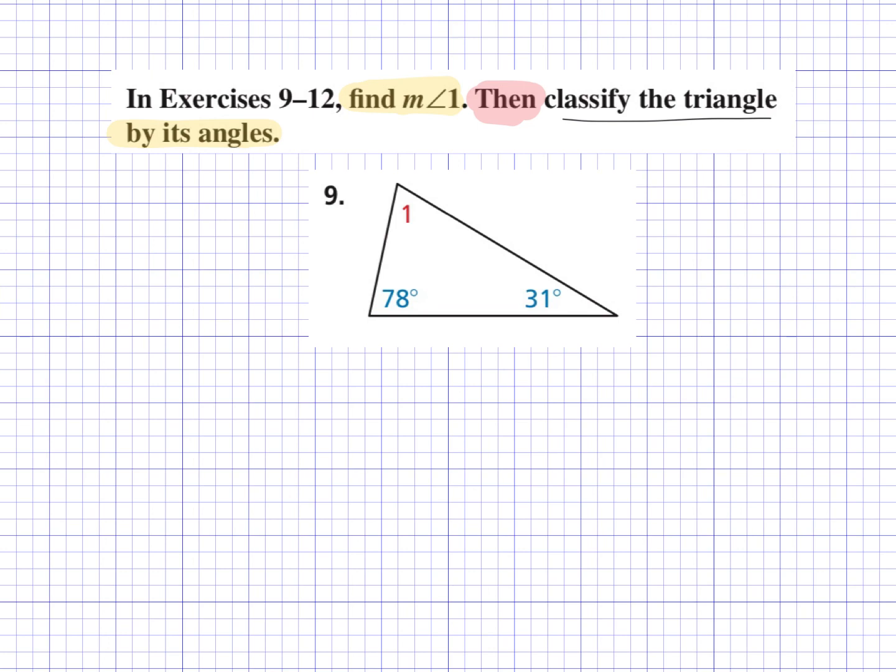Okay, find the measure of angle 1. All right, the triangle sum theorem says that they add up to 180. So 180 minus 78 is what? 180 minus 78 is 102.